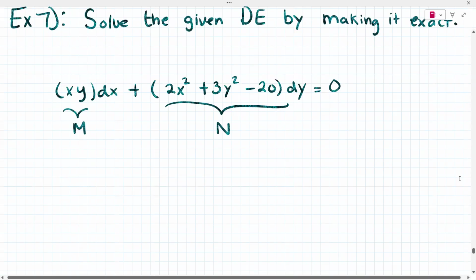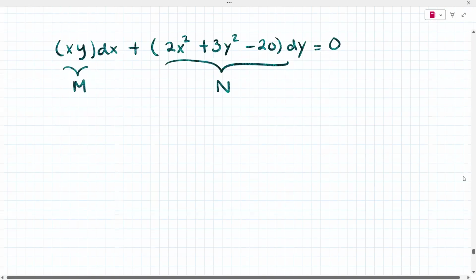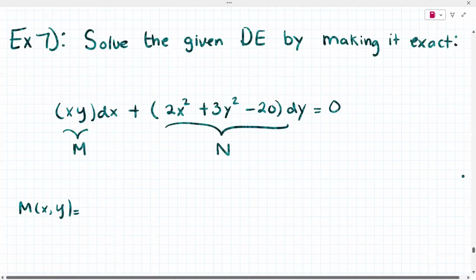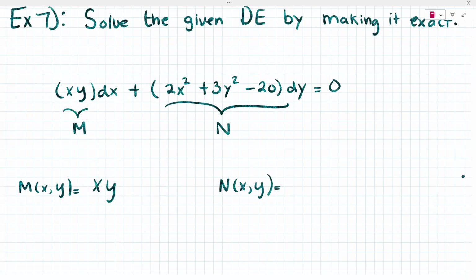I think it is an exact form, right? It is in exact form. But if you do step 2, does M of y equal N of x? So my M of x, y is xy, and then my N of x, y is 2x squared plus 3y squared minus 20.